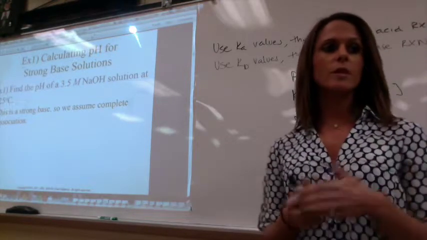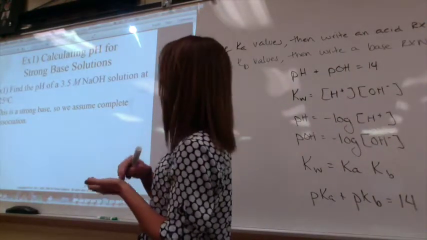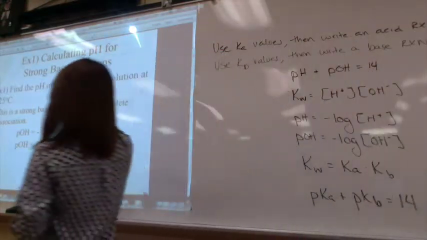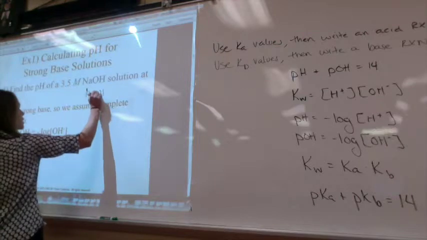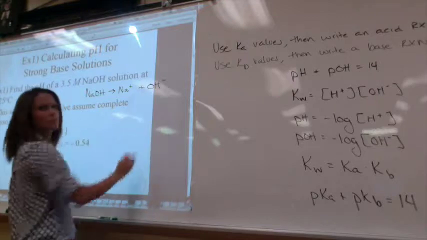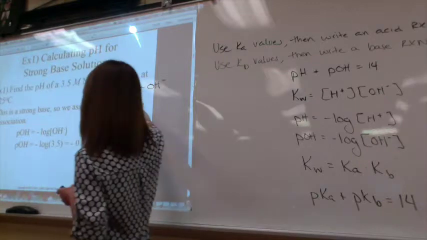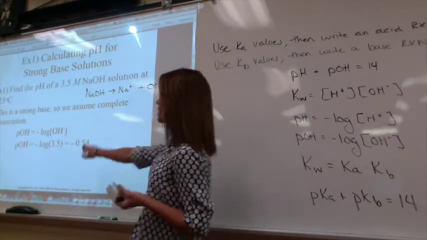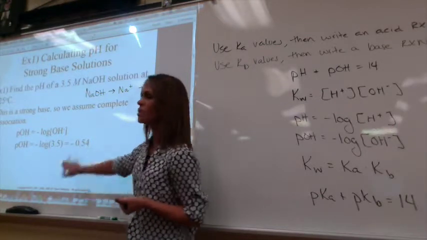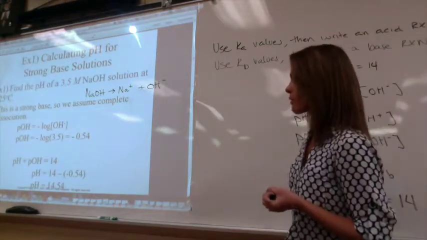All right, so since it's a strong base, we can assume complete dissociation. So 3.5 molar sodium hydroxide is actually 3.5 molar sodium and 3.5 molar hydroxide, right? I always suggest that you write out your reactions because some of you, like today on the Quizlet, missed that this was going to be doubled when I gave you that calcium hydroxide. So if this is 3.5, then this is 3.5, then this is 3.5. In this example, the pOH is the negative log of 3.5. Then 14 minus that gives you the pH, which is 14.54.